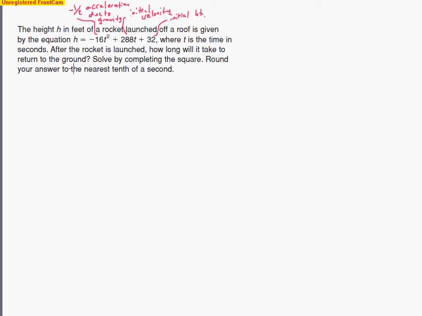So we want to find out, when will it return to the ground? Return to the ground tells us right away that we're going to take that h and we're going to set it equal to 0. So we're going to put 0 in place of that h right there, and then we're going to try to solve this by completing the square. So if we're solving by completing the square, this is the first step. We're going to move this 32 to the other side. After I write it out, I'm just going to subtract that from both sides. And then from there, I'm going to end up having this.